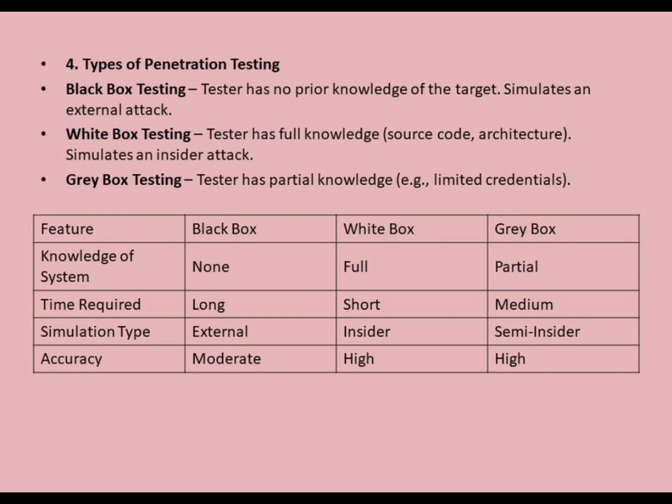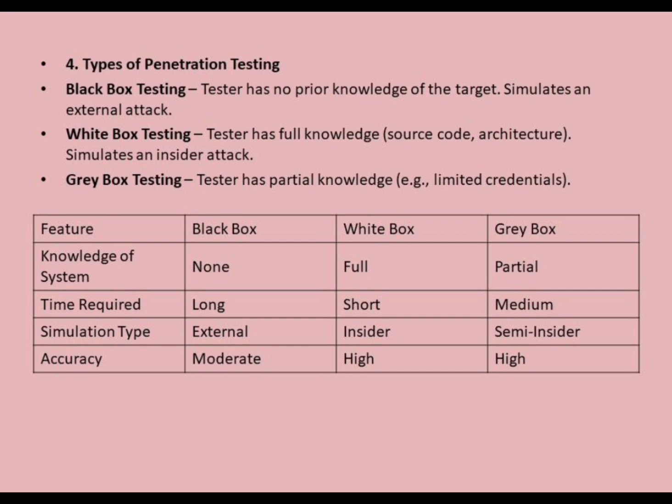1. Black box testing. In black box testing, the tester has no prior knowledge of the system, application, or network. They approach the test just like a real external hacker who is trying to break into the system without any inside help. The tester relies on publicly available information, scanning tools, and trial-and-error techniques to find vulnerabilities. For example, a tester may perform port scanning using Nmap to find open ports, and then attempt an attack, such as SQL injection on a login form.